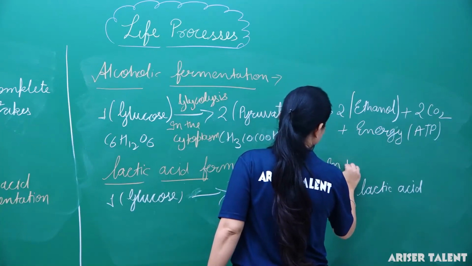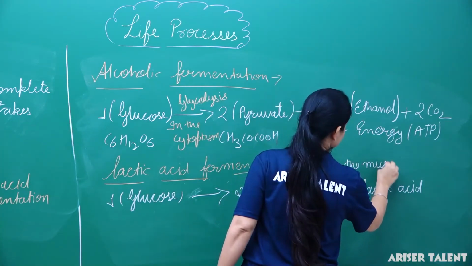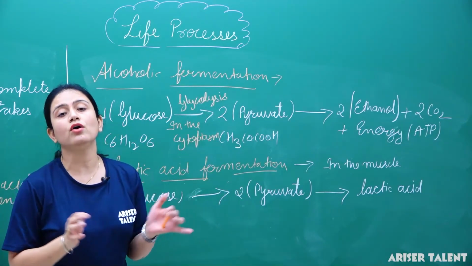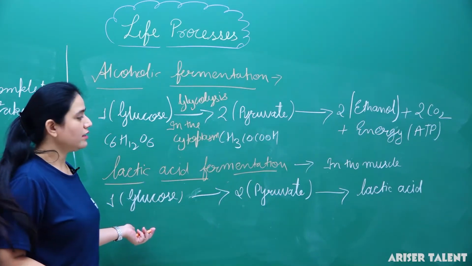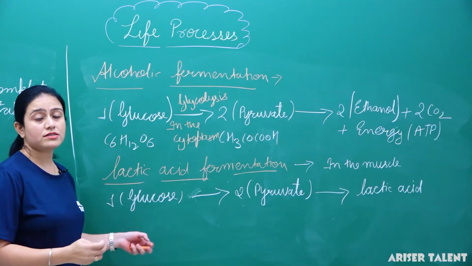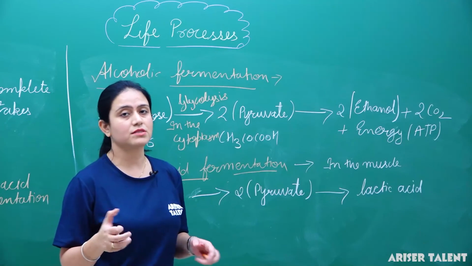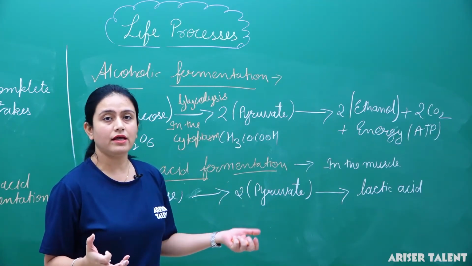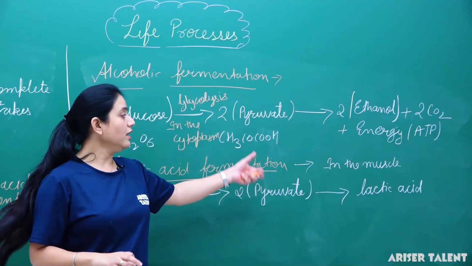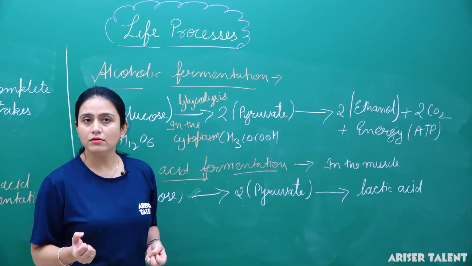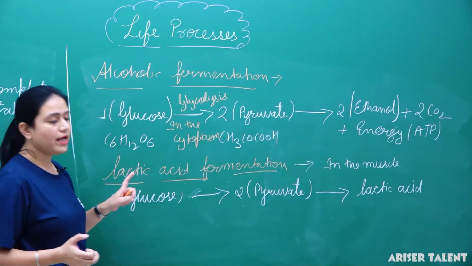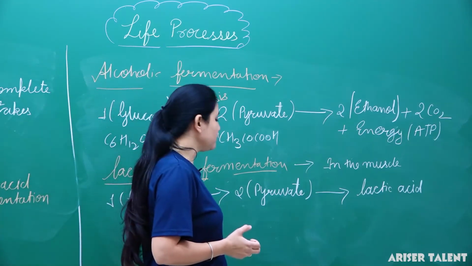In the muscles, during vigorous exercise, when there is a lack of oxygen, lactic acid is formed in the muscles. And it causes cramps in the muscles because oxygen is lacking there and lactic acid is produced during the exercise. So this is the reason it causes cramps and pain in the muscles. Fine.